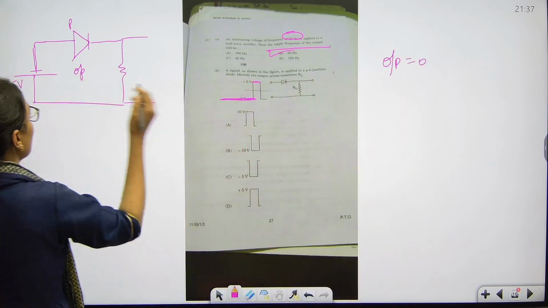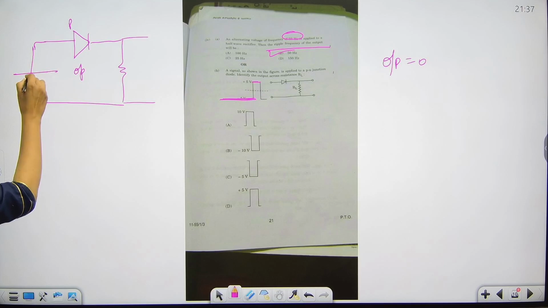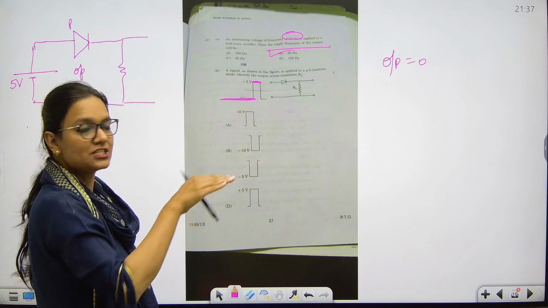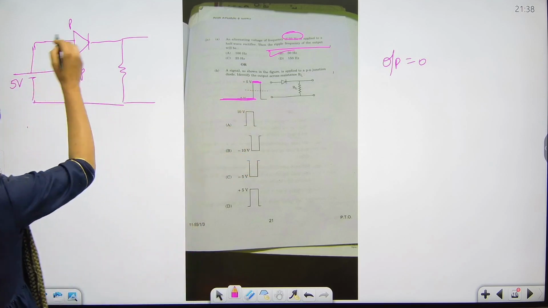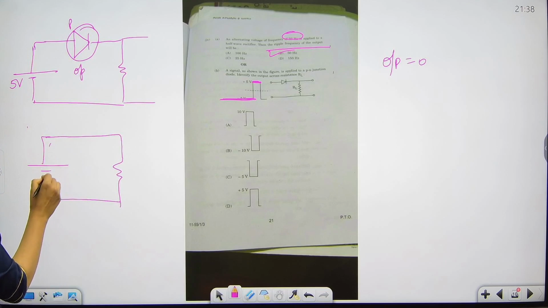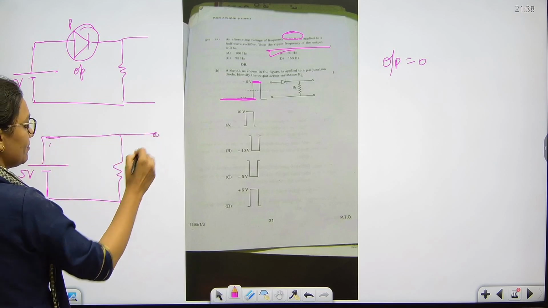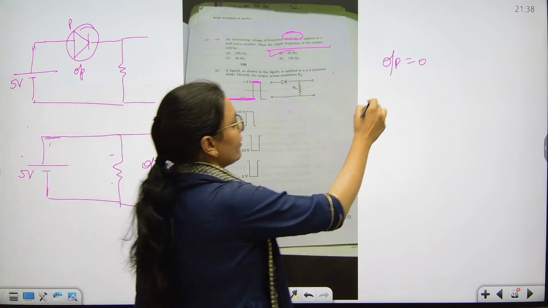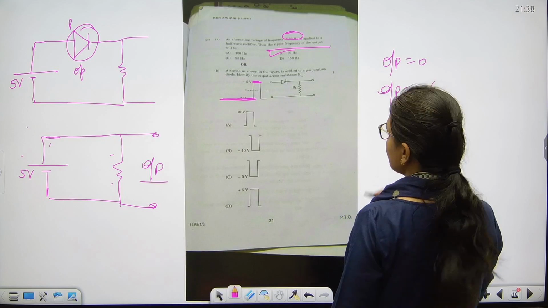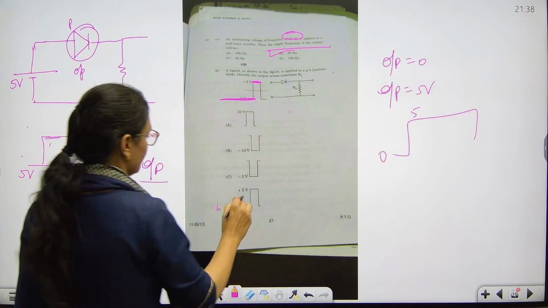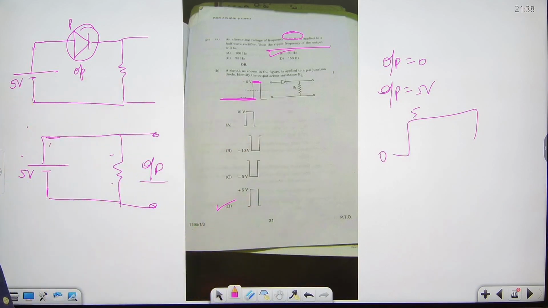Then the positive cycle will come, means just replace the diode with the battery like this, 5 volt. A positive cycle, positive half means a straight line, a DC of 5 volt for some duration. So for some duration, the diode will be short circuit. So you will be having the battery present here, and whatever voltage you are having here will be present at the output. So in the output you will be having 5 volt, means the output will be from 0 to 5. D option. Clear? Okay. Next.